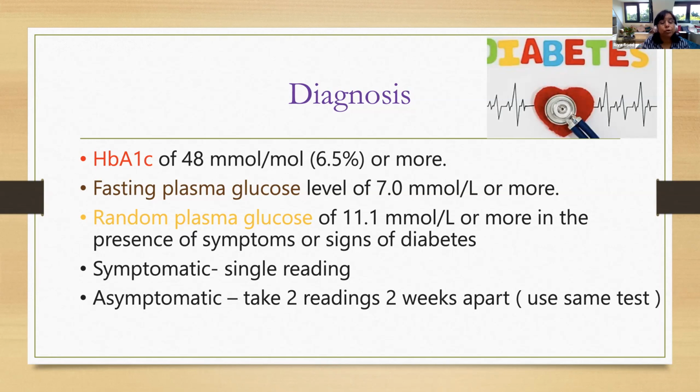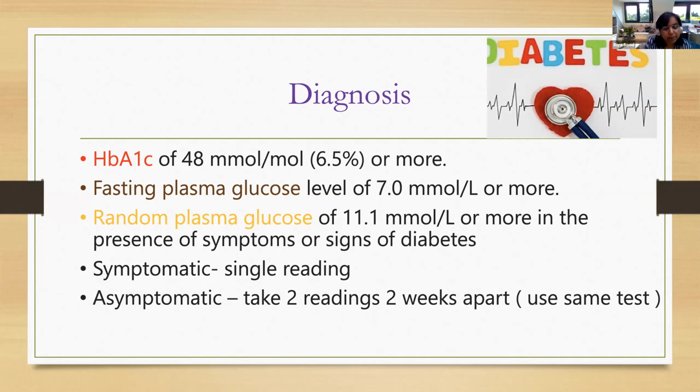So 3 readings I want you to remember for diagnosis: 48. And that's the level also we are aiming for in terms of the target for patients once they are diagnosed. Fasting sugar is more than 7, and random sugar is 11.1. When I say fasting sugar, it's the first thing in the morning sugar that they have a blood test for. Okay? Any questions so far, guys? Any confusion about the diagnostic criteria?